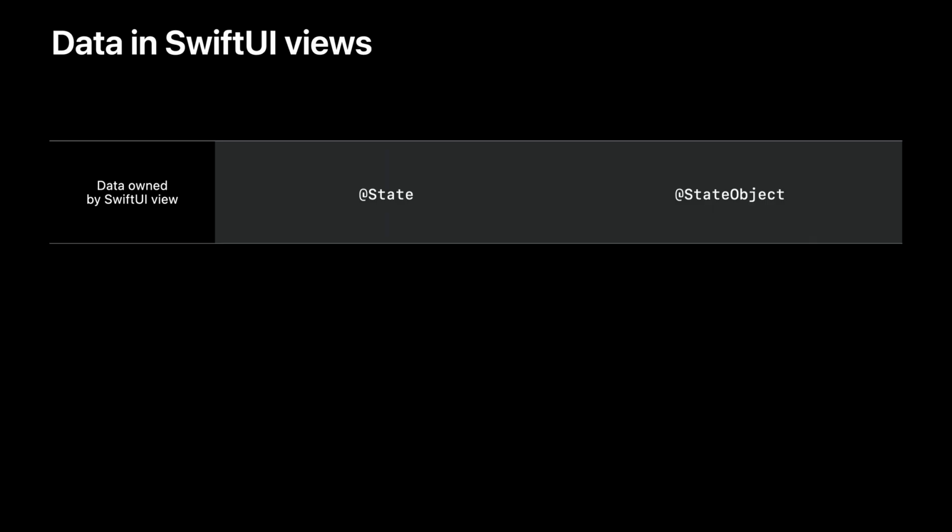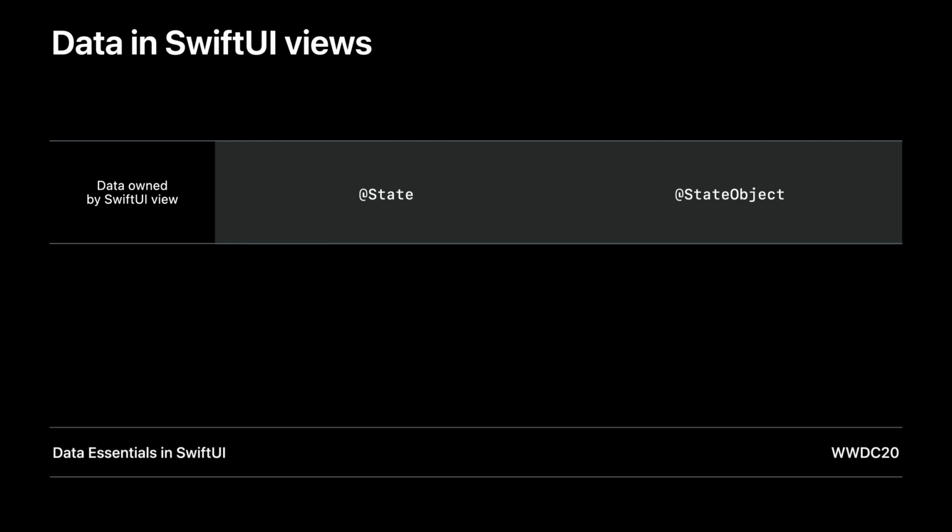SwiftUI offers a variety of data flow primitives to help you manage the data in your app. Let's go through the different options. To store data that is created and owned by a SwiftUI view, SwiftUI provides the state and state object property wrappers. Since we're focused on data owned outside of SwiftUI, these property wrappers aren't the right choice. So I'm not going to cover these in this video. Watch Data Essentials in SwiftUI to learn more about data owned by a SwiftUI view.